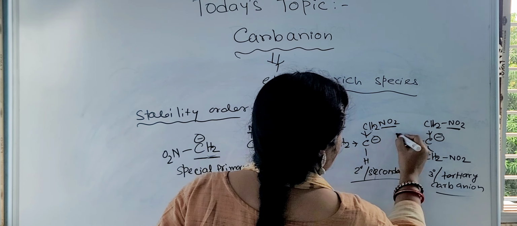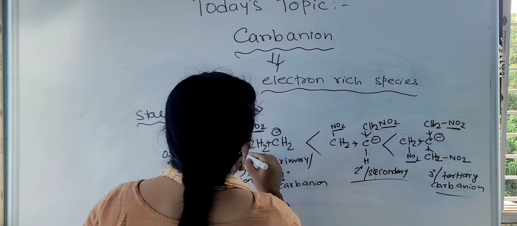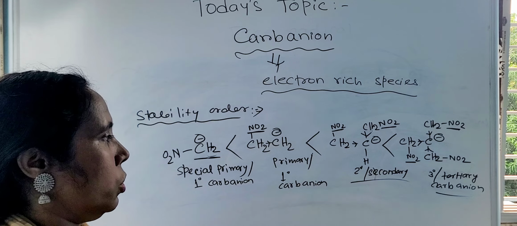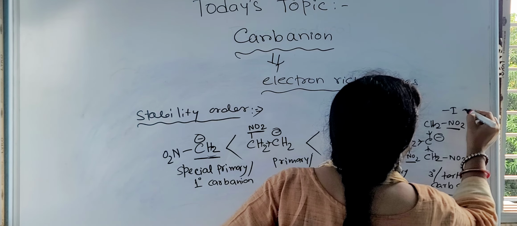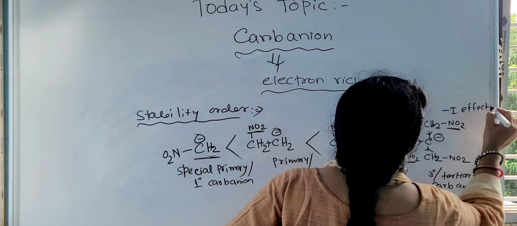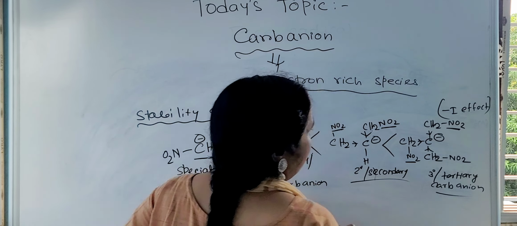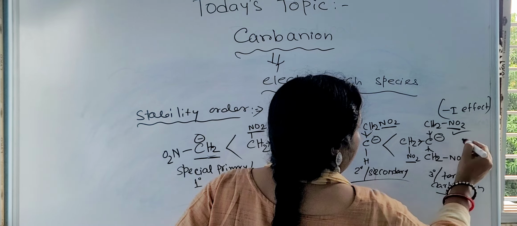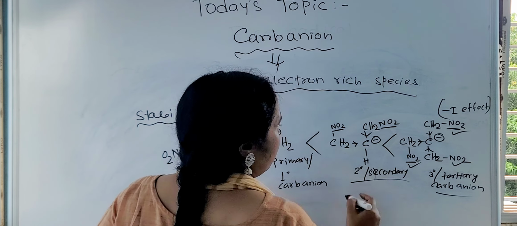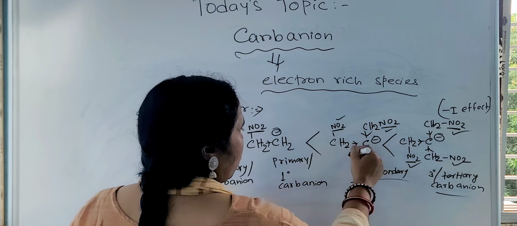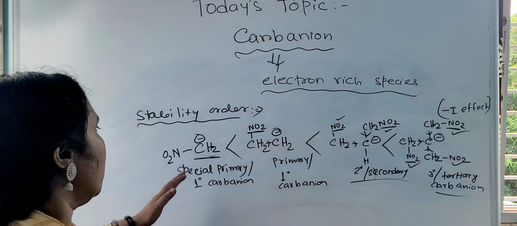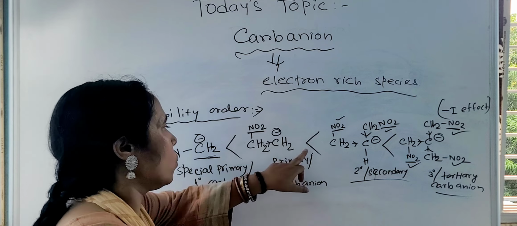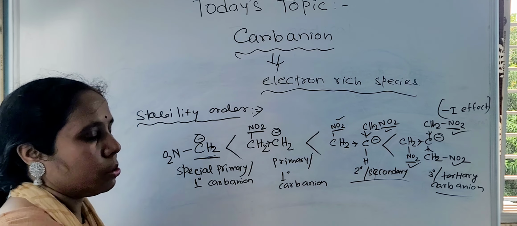So in this case the stability will run in this series. Okay. Just because of the minus I effect of the nitrogen. Understand? Here 3 nitro groups are there, so it is the most stable. Here only 2, so it is least stable compared to this entity. It is actually a comparison study one by one. You compare this one to this one, then this one to this one, then you will find out the stability.